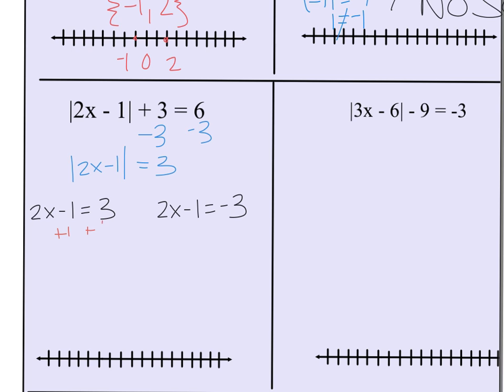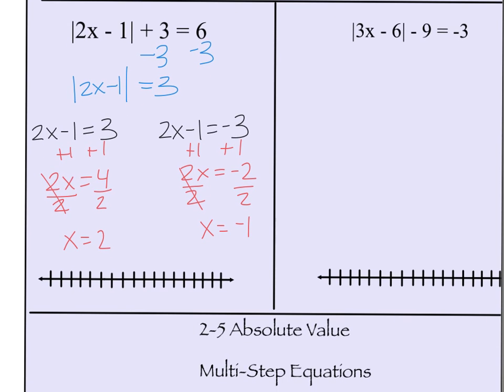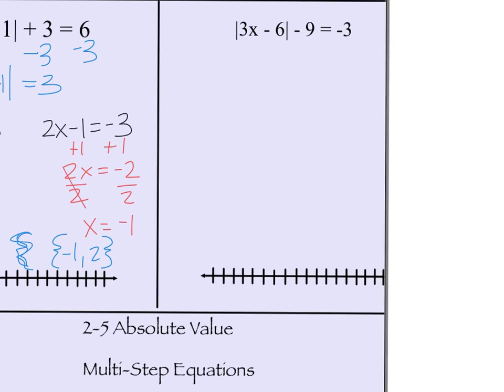So we add 1, we get 2x equals 4. Add 1, 2x equals negative 2. Some of you might want to go like this and solve both at the same time. That's fine. Just make sure you're keeping organized. So then my solution for this one, it's terrible, is negative 1, 2. And again, check them.